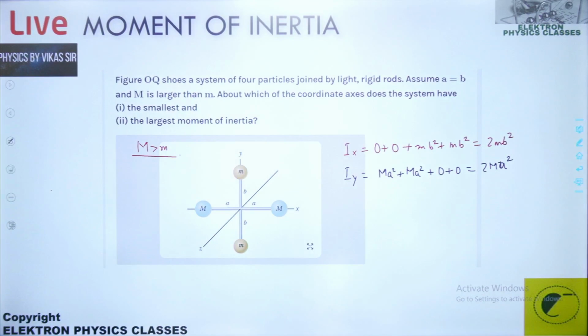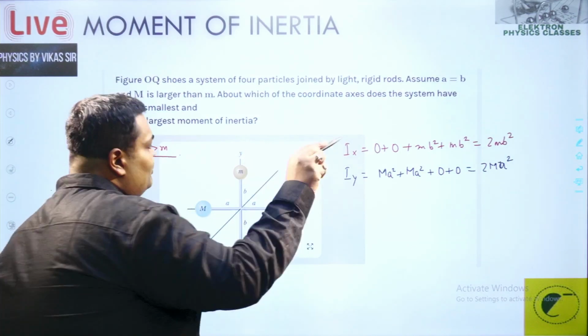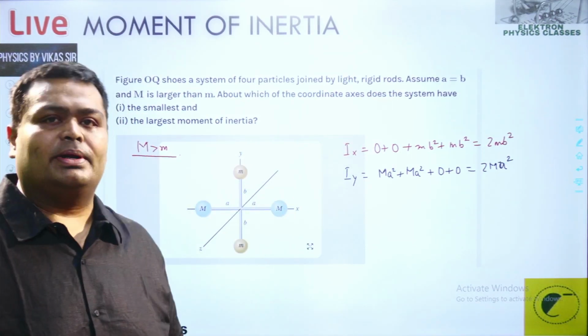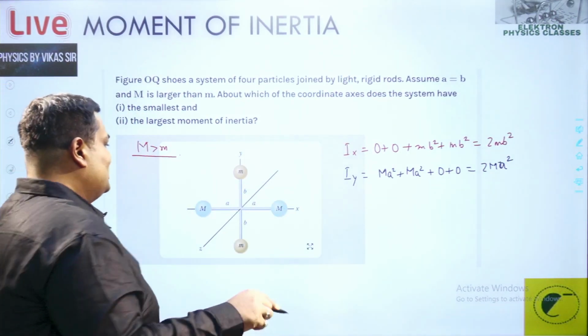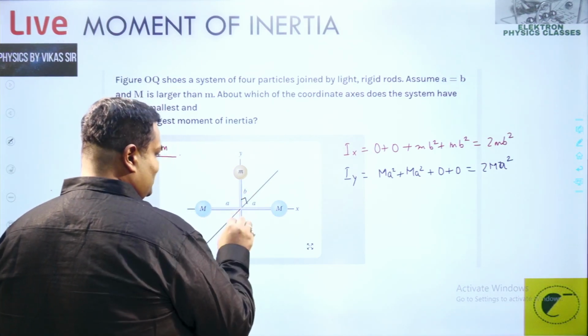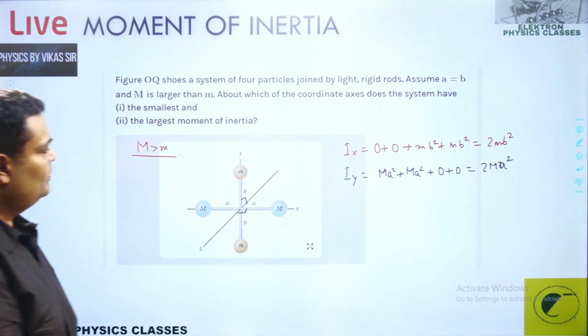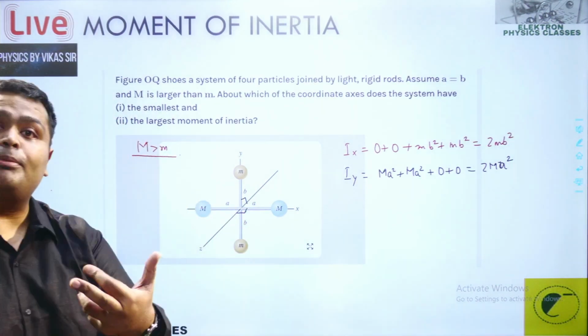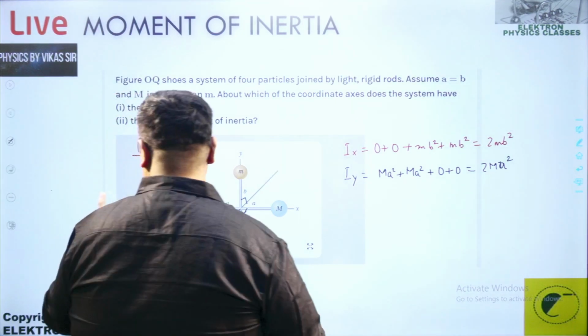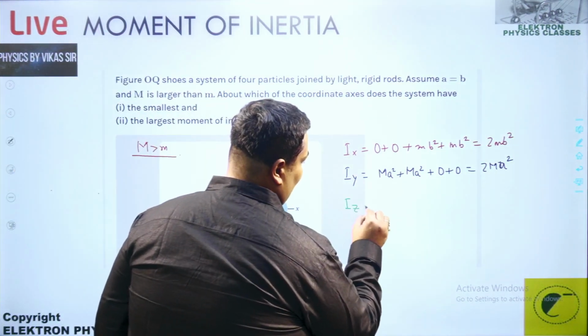And then comes the Z axis. So let's check for the Z axis. For the Z axis, this axis, none of the particles lie on the axis. It is perpendicular to this, and this axis is also perpendicular to the X and Y both. So A and B both have perpendicular distance. So the moment of inertia about Z seems to be maximum for me.